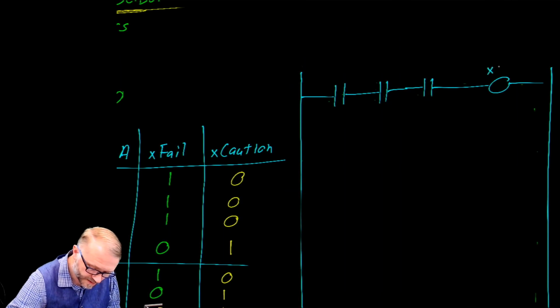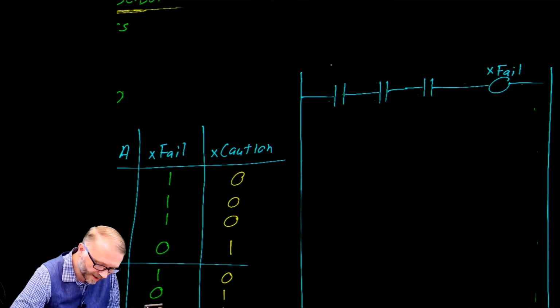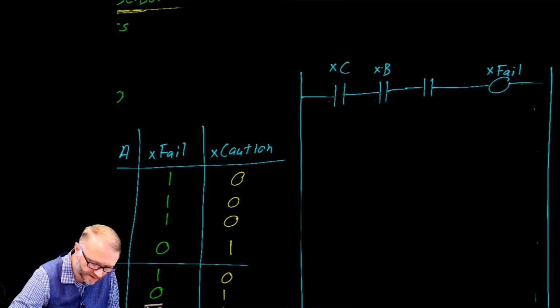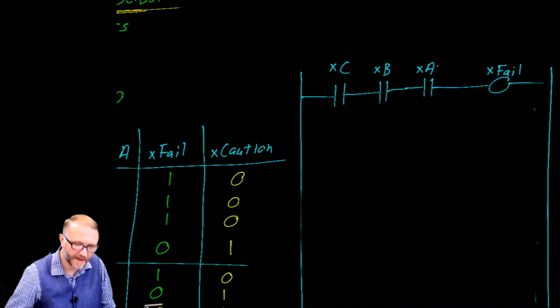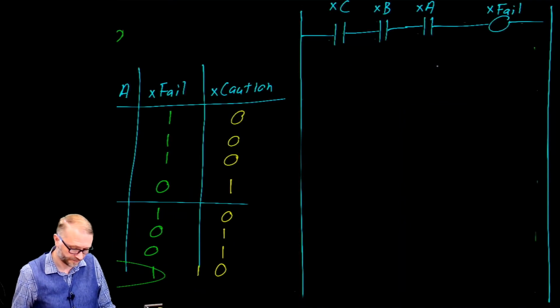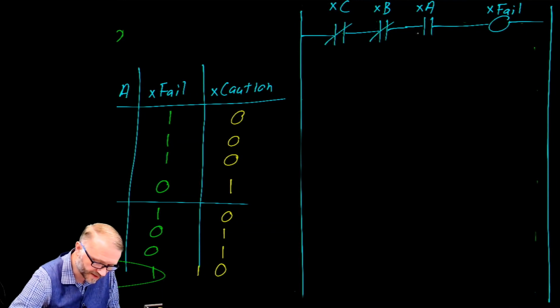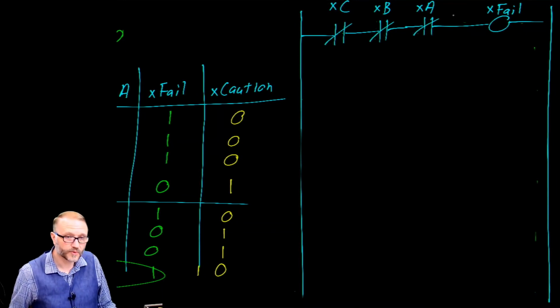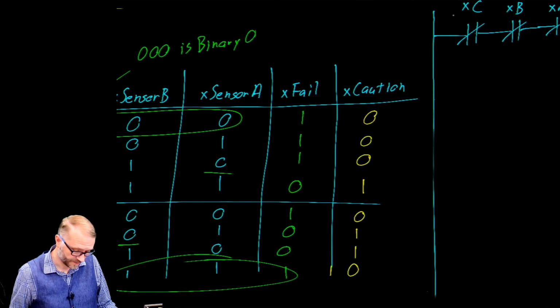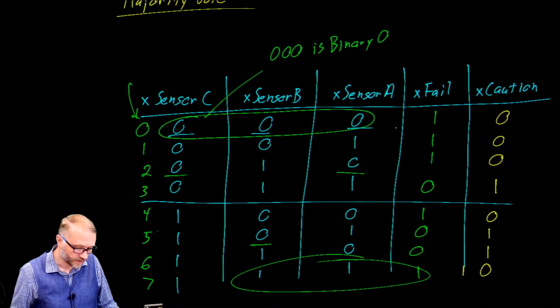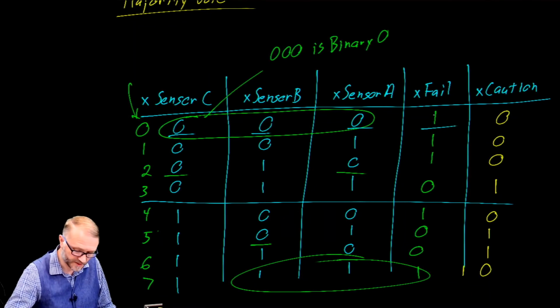We'll start with the fail first. And I'll put everything from Boolean C into this column, everything from Boolean B into this column, everything from Boolean A into that column. So the first line said that if all three sensors fail, we are going to have a fault. So that takes care of that line there.